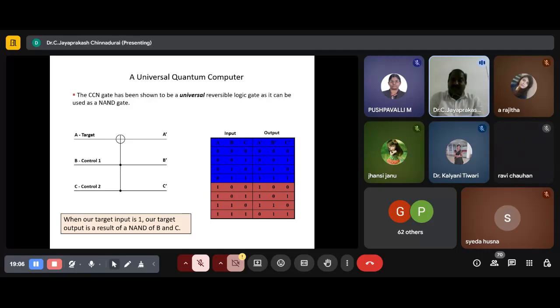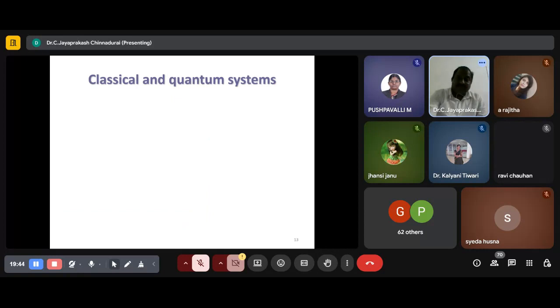But we come to the eighth one. In the eighth one, the target value is 1, the input for B is 1, the input for C is 1. So when we calculate like this, both are present, 1, 1. So control 1 and control 2 are 1, 1. So automatically we invert the input value for the target A. The target A value is 1, and it is inverted to 0. So we can say that the CCN gate has been shown to be a universal reversible logic gate. It can be used as a NAND gate also. So the NAND gate also has the same property.